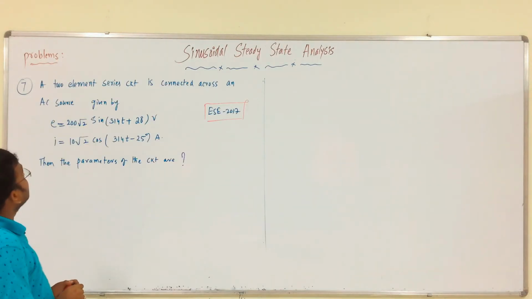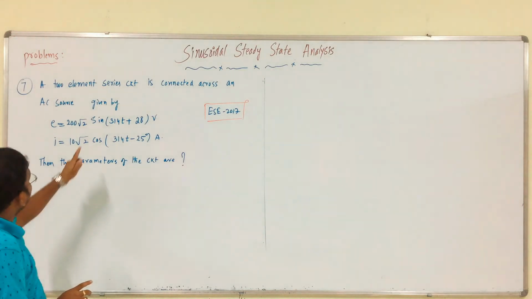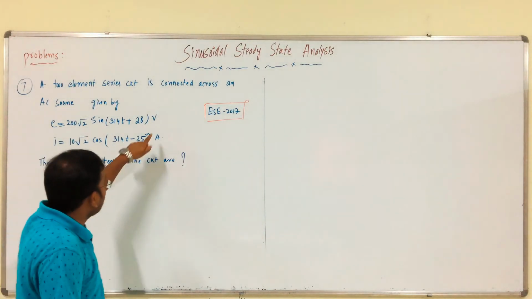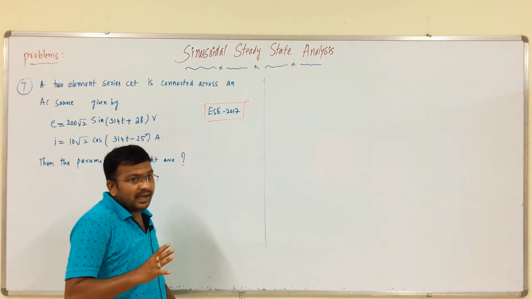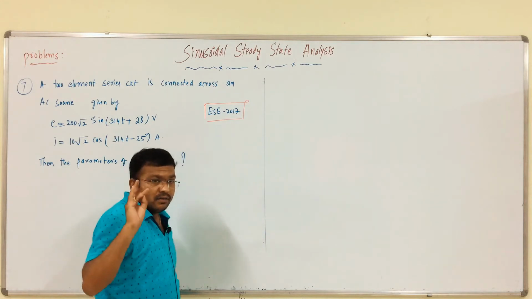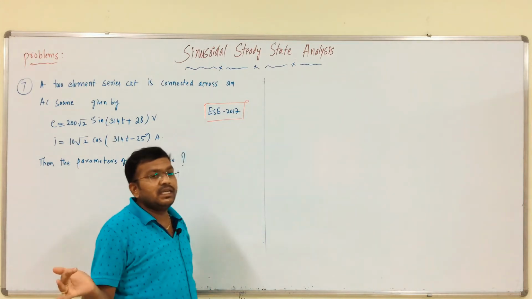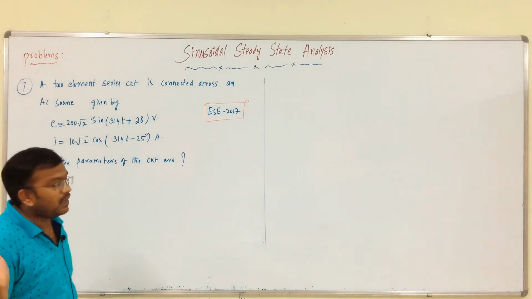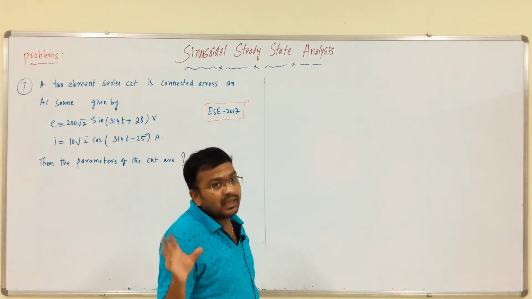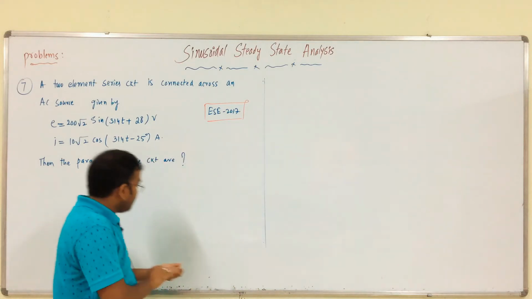A 2-element series circuit is connected across an AC source is given by like this. Then the parameters of the circuit are. So, based upon this current and voltage equations, we have to calculate the parameters of the circuit, whether they are R, L or RC or RLC, we do not know. So, based upon the angle, whether it is leading or lagging, we have to say the parameters of the circuit. Okay.